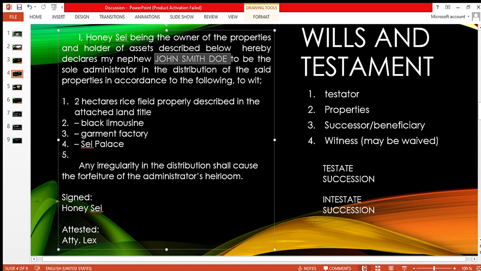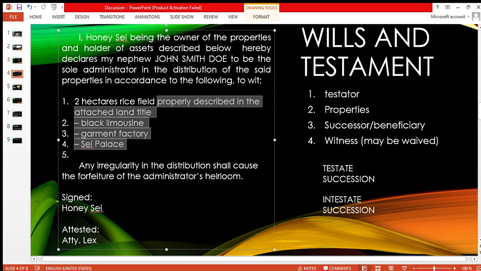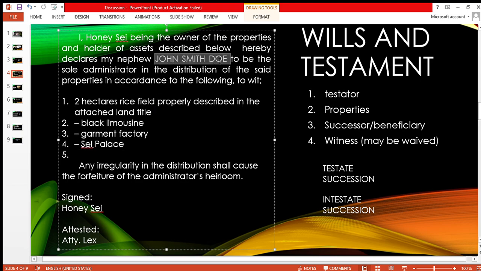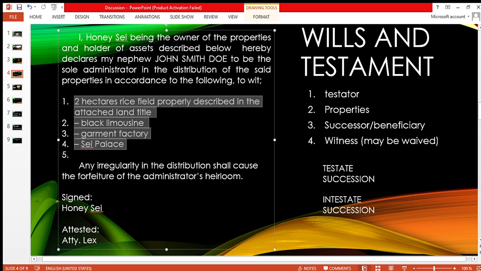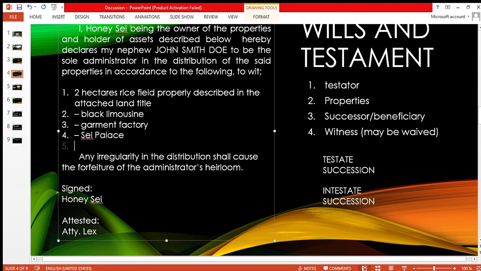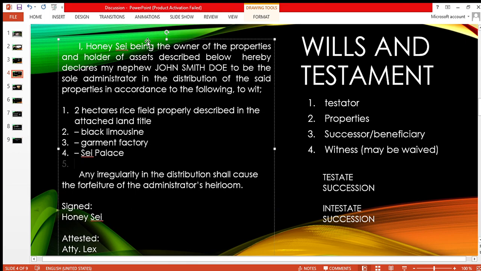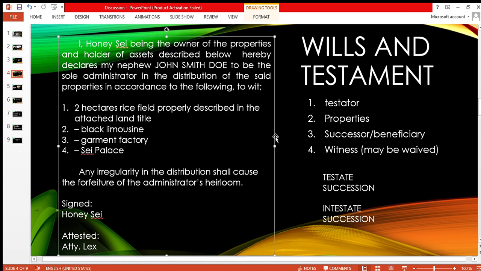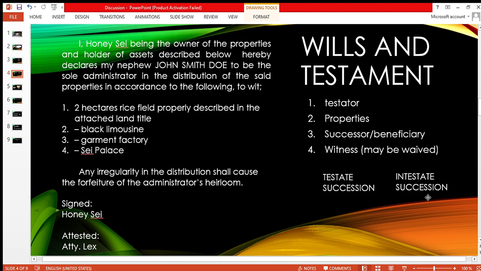Why? Because the testator, Hennessy, did not mention any successor or beneficiary. She just mentioned that John Smith shall be the one to administer the distribution of the properties. But as to who will get an amount for a particular property, there was no mentioning of it. Okay? So this will, is this testate succession? Will testate succession occur or intestate succession? This will take an example of what we call intestate succession.